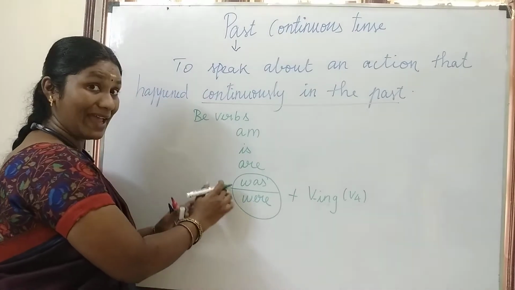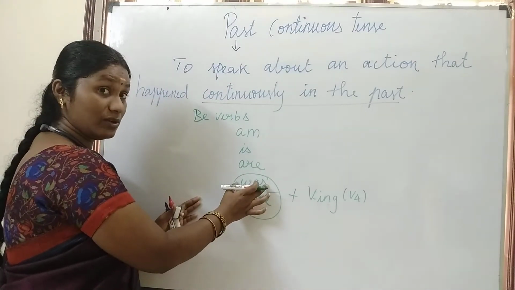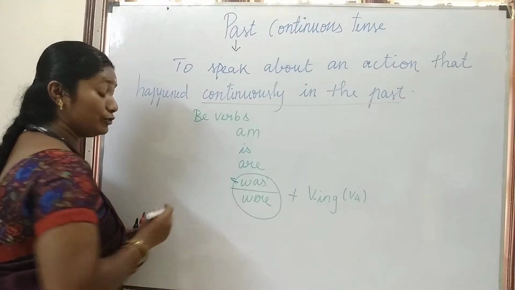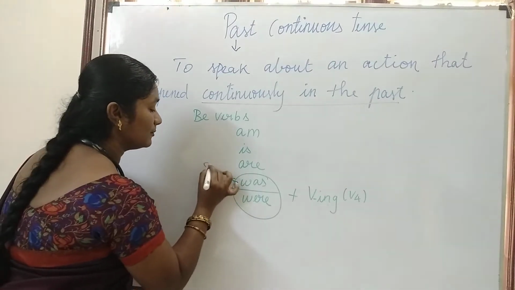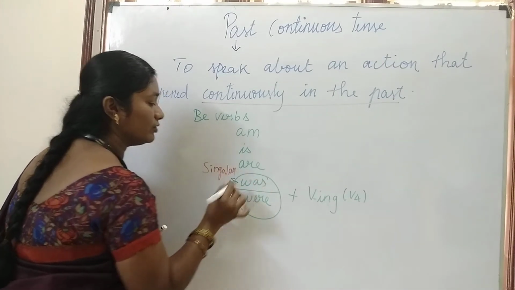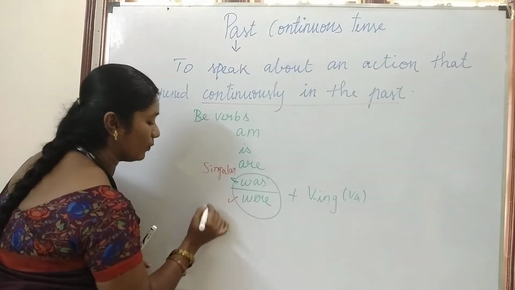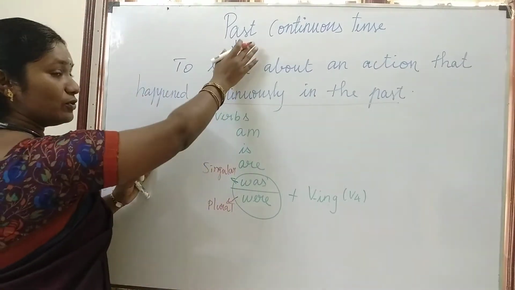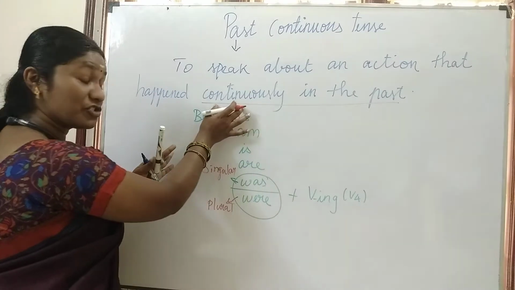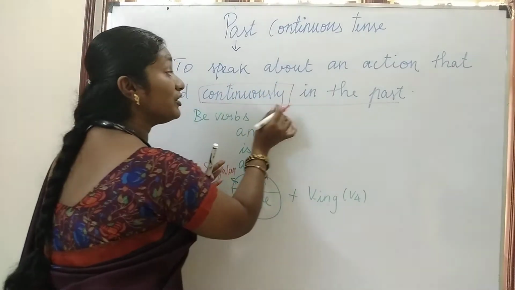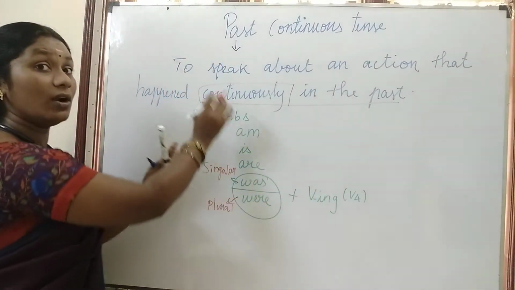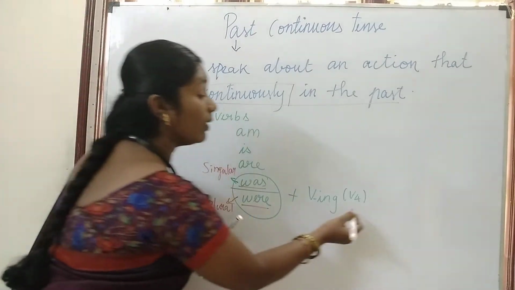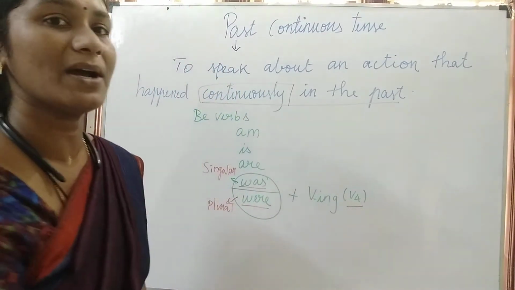So we are going to use was and were as per the number of the subject. If it is a singular subject, we have to use the helping verb was. So we are going to use was only with singular subjects and were only with plural subjects. Are you clear? This is the basic thing. So we use past continuous tense only to speak about the action that happened continuously in the past. We have to use only the helping verbs was and were along with the ing form of the verb in past continuous tense.